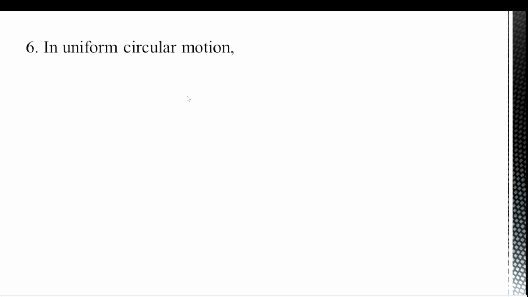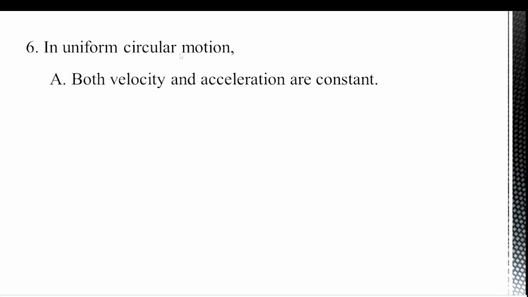Great. Because of this variation of velocity, something arises that is known as centripetal acceleration. This centripetal acceleration can be calculated as the square of the tangential velocity over r. Great. Can we see the alternatives to decide? A. Both velocity and acceleration are constant.